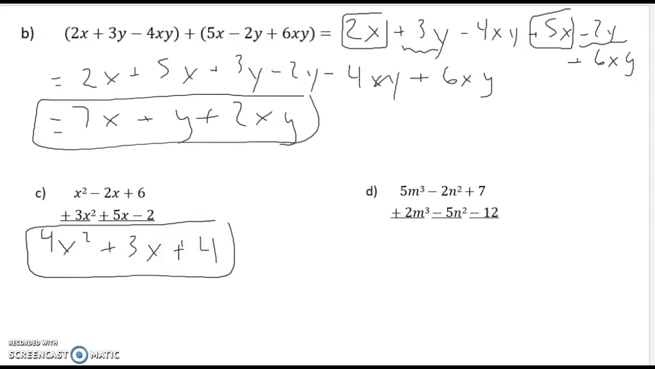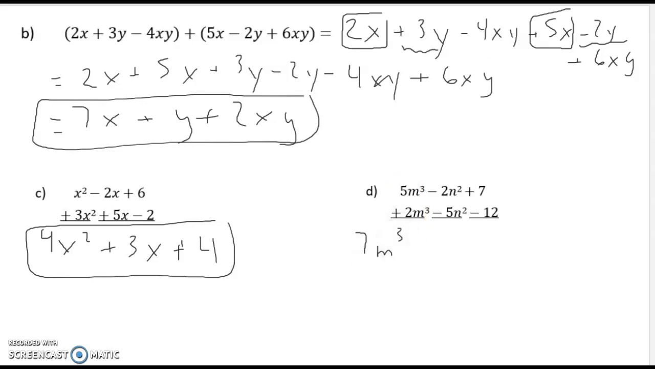D, so same kind of thing. We have it already stacked. So our m cubes are together, our n squareds are together, and our constants are together. So let's simplify this. 5m cubed plus 2m cubed gives us a total of 7m cubed.